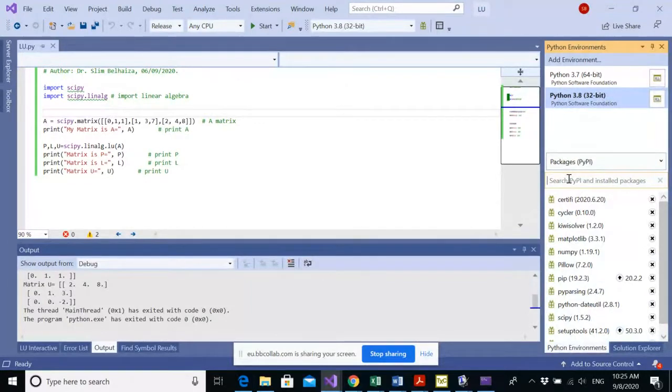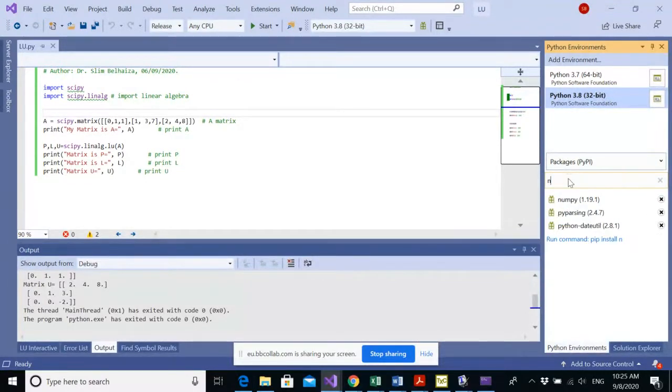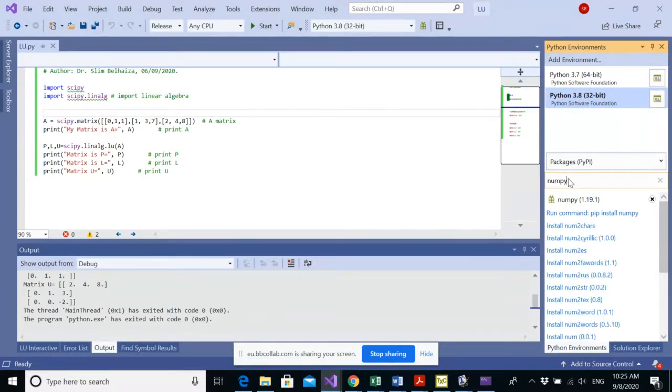For example, I can choose NumPy. NumPy, for me, was already on, and I used NumPy last time. In fact, when I did the spectral factorization, you find NumPy, you just run the command to install it, and immediately you see it downloading the package and installing it.